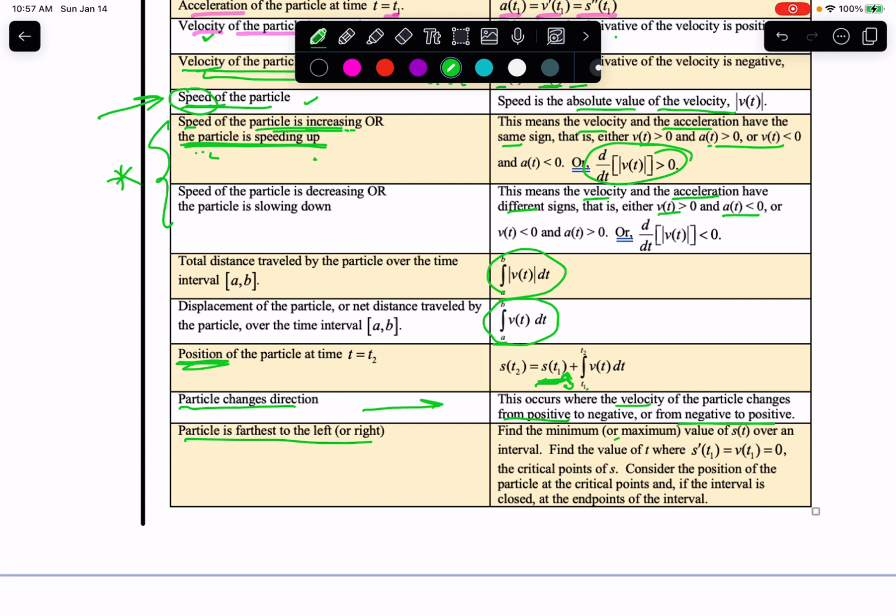And the particle is furthest to the left. That means you have to find the minimum or maximum value of s of t. So how do you find the minimum value? You would take the derivative, which is the velocity, set it equal to 0 to find the critical points. And then you're going to have to use a candidate test, because it could be the endpoints also. All right, so that was a summary of all you need to know in Calculus 1, including derivatives and integrals for particle motion. All right, so I'm going to stop this video here.